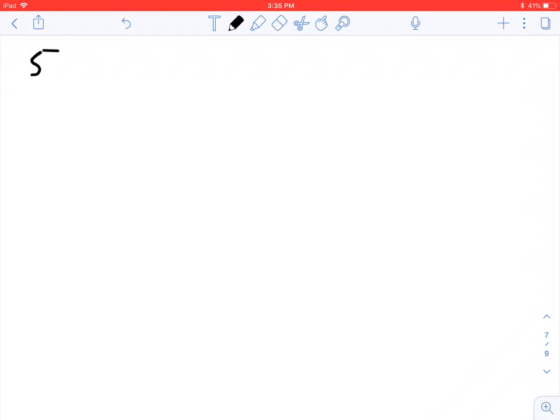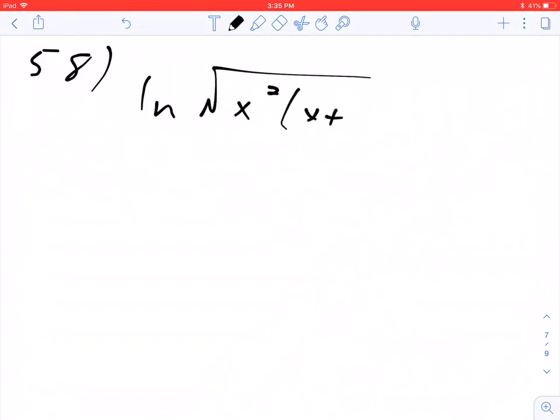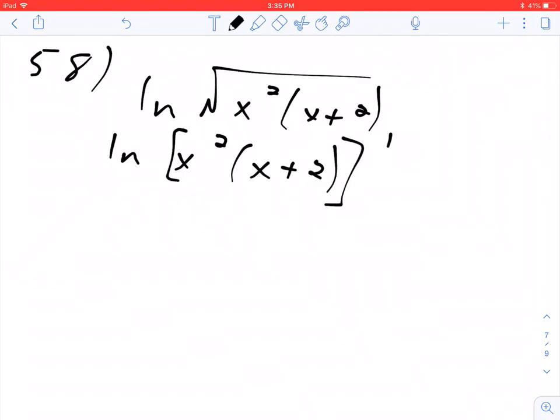Last one, number 58, is natural log of the square root of x squared times the quantity x plus 2. Rewrite the square root as a power, and you will need brackets here, to the 1/2. The power property allows us to bring that in front of the natural log.